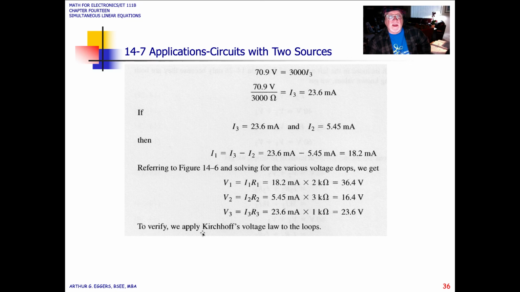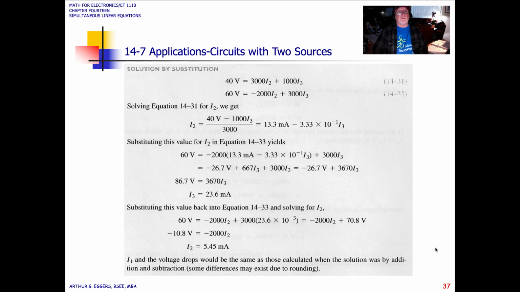To verify then, we can apply Kirchhoff's voltage laws to the loops. Okay, so in this next one, we are going to do a solution by substitution, and hopefully we come up with the same answer, and we will do that as our next iteration.